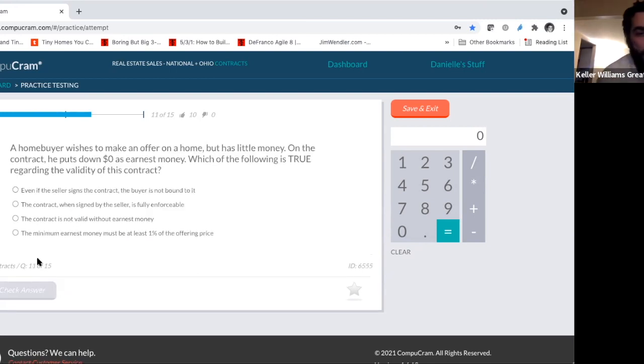Question number 11. A home buyer wishes to make an offer on a home, but has little money. On the contract, he puts $0 in earnest money, which is true. A, even if the seller signs the contract, the buyer is not bound. B, the contract, when signed by the seller, is fully enforceable. C, not valid without earnest money. Or D, the minimum is 1% of the purchase price.